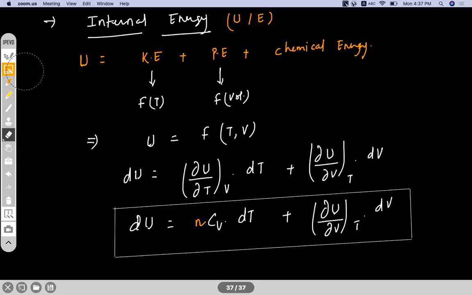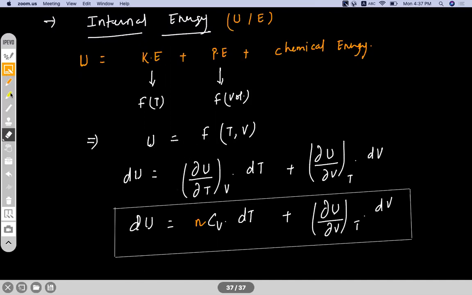You're writing dU is equal to nCvdT. Cv is defined at constant volume. Then why is the formula not applicable only for constant volume? It is applicable for all processes, whether the volume is constant or not. That's what you will understand from here. ∂ is the partial derivative.